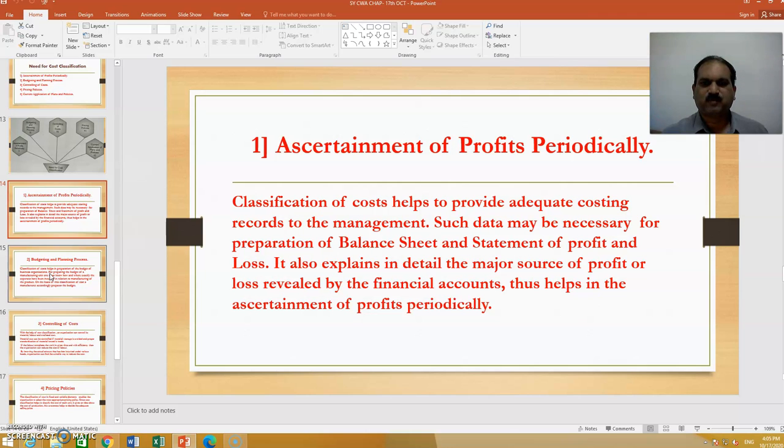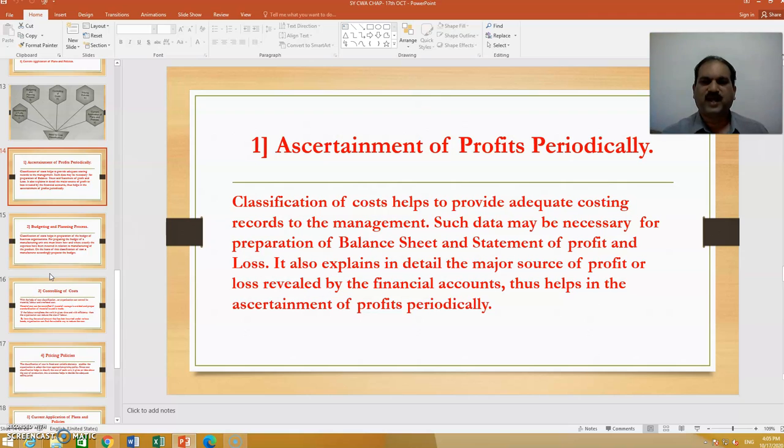First is ascertainment of profits periodically. Classification of cost helps to provide adequate costing records to the management. Such data may be necessary for preparation of balance sheet and statement of profit and loss. It also explains in detail the major source of profit or loss revealed by the financial accounts. Thus, it helps in the ascertainment of profits periodically.